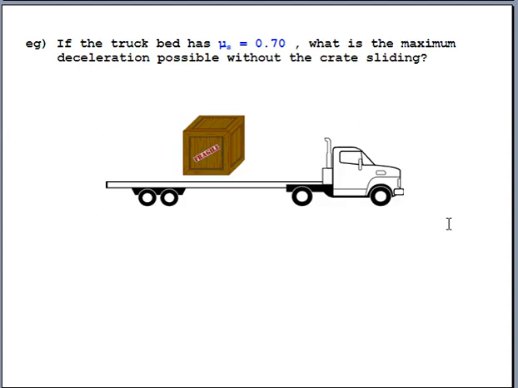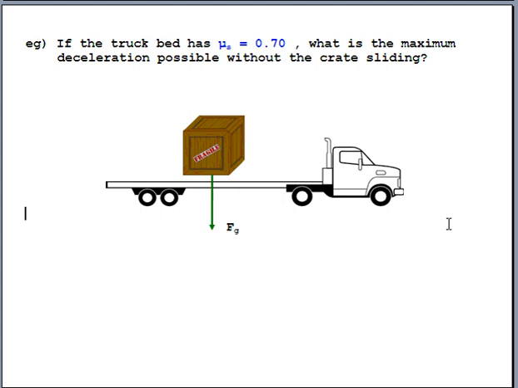Okay, same story but in reverse. This could be a car trying to stop, or let's change it up a little bit. Let's make it a crate on the bed of a truck, and we're trying to stop the truck without having the crate slide. So the truck bed's got a static coefficient of friction of 0.7. You're going down the road, oh, something comes out in the road in front of you, I don't know, some animal or something, so you try to stop the truck, and you don't want the crate to slide. Maybe it's not tethered down very well, and so you start stopping the truck.